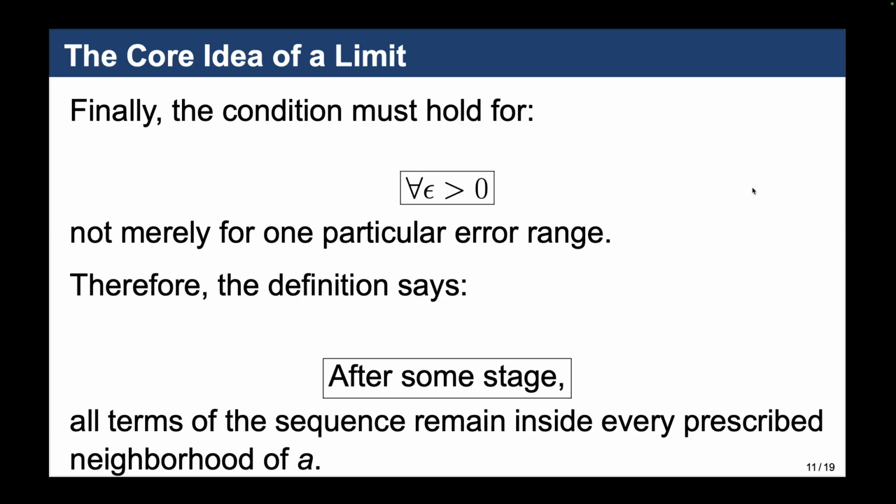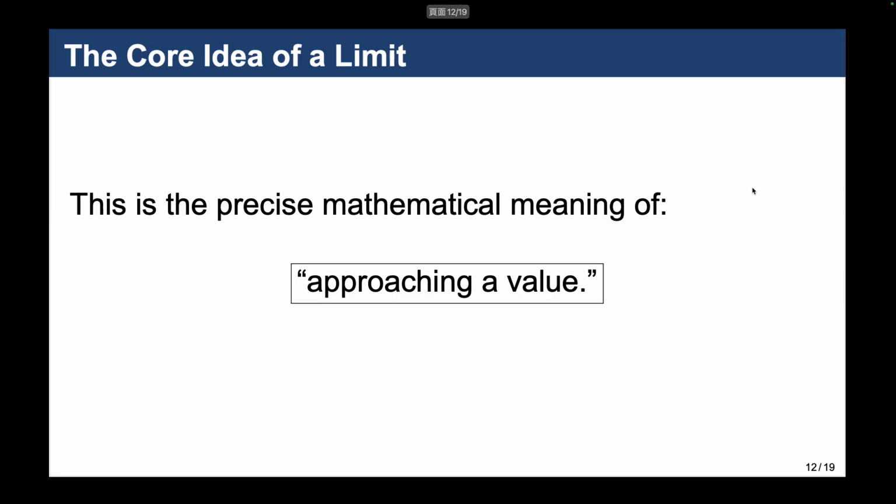Finally, the condition must hold for every epsilon greater than 0, not merely for one particular narrow range. Therefore, the definition says after some stage, all terms of the sequence remain inside every prescribed neighborhood of a. This is the precise mathematical meaning of approaching a value.